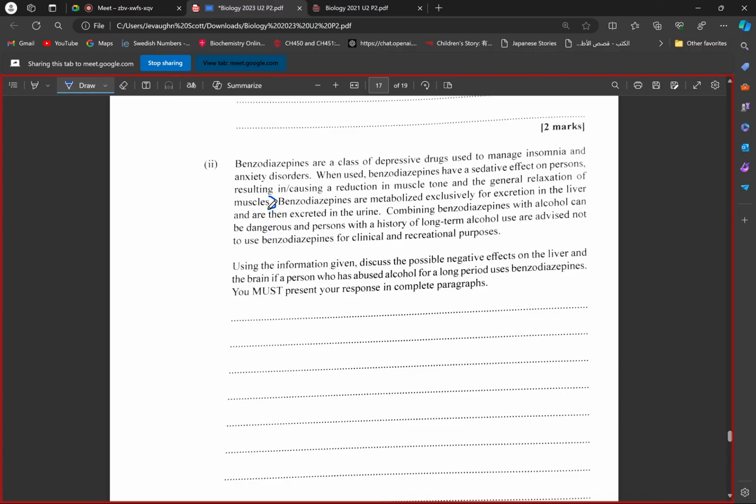And the issue with the brain now, we're looking at the fact that we have a reduction of muscle tone and the relaxation of muscles and stuff like that. How would that affect the brain? So is the brain a muscle? No. The liver isn't technically a muscle either, but go ahead. The brain would shrink. No, please don't say that answer. Come on, no. How would that affect it?